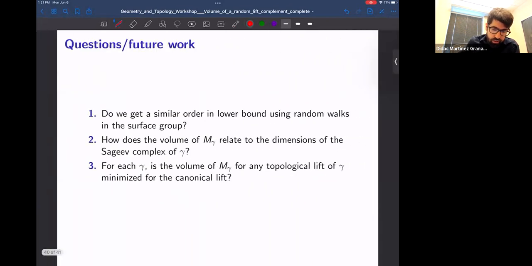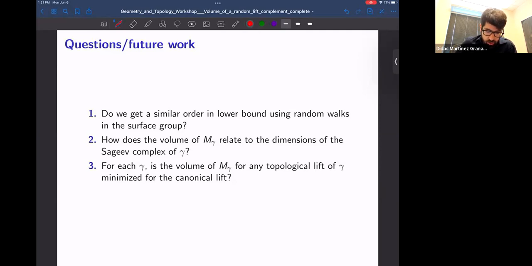Yeah, so I think I'll stop with this, but I would like to mention a few questions or future work that we're looking into. Another interesting question we think is that there are other possible models of random geodesics other than the one that we outlined. For example, one can use random walks on the surface group. And the question is, if you use that as your random model, do you get a lower bound of a similar growth for the volume?